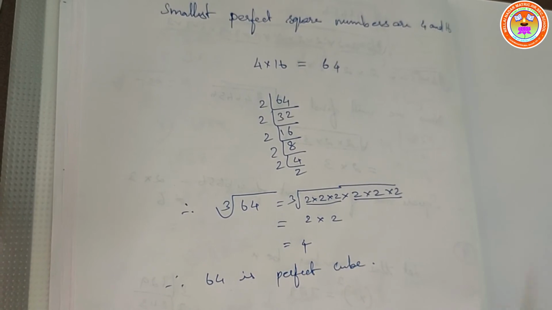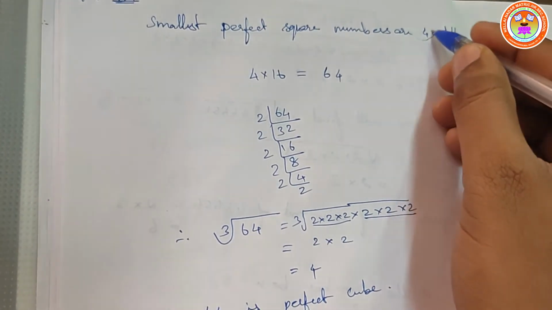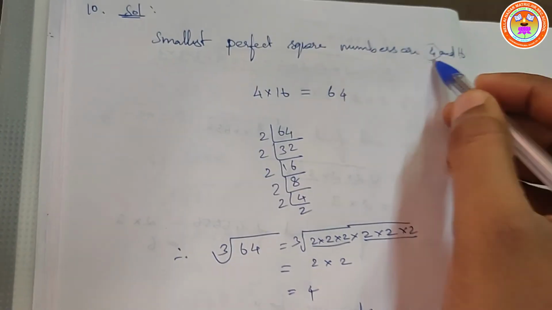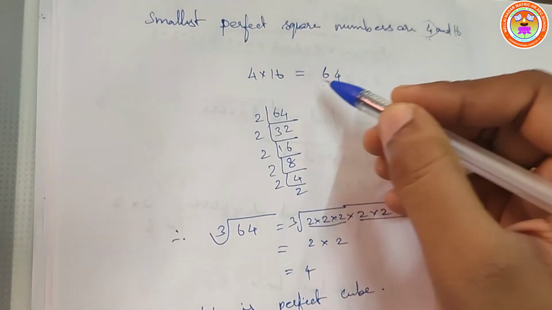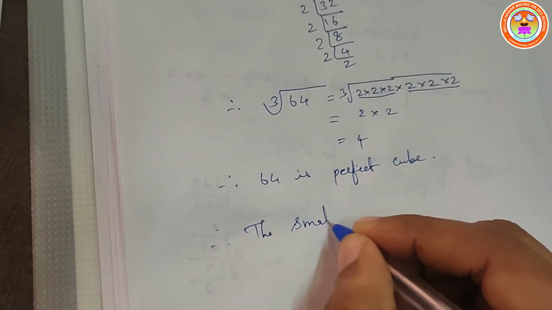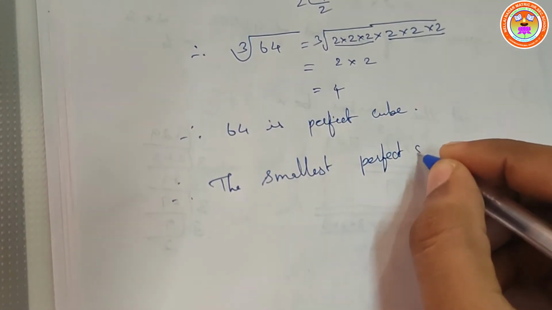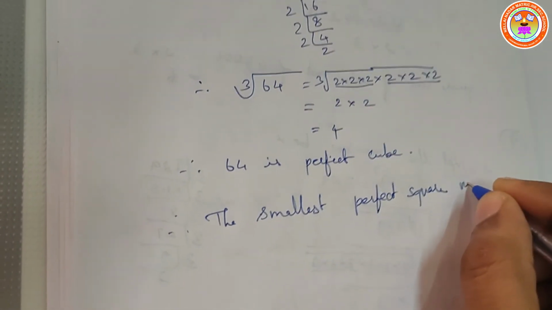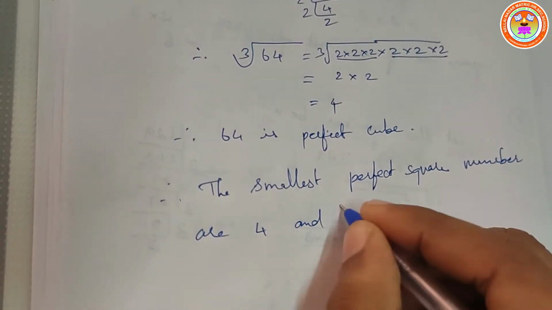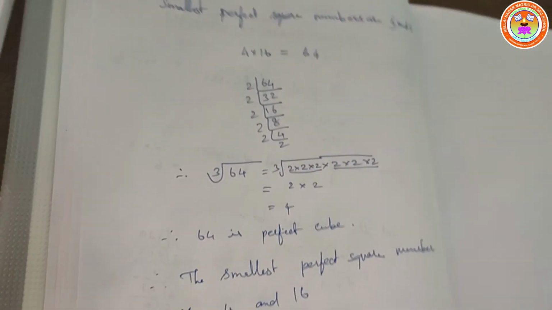So what they are asking, we have to take the smallest perfect square numbers. This is a square number, am I right? 4 is a perfect square and 16 is also a perfect square. If you multiply two perfect squares, we are getting a perfect cube, that is, 64 is a perfect cube. Therefore the smallest perfect square numbers are 4 and 16. So this exercise is completed, and that is why 1.5 is completed.